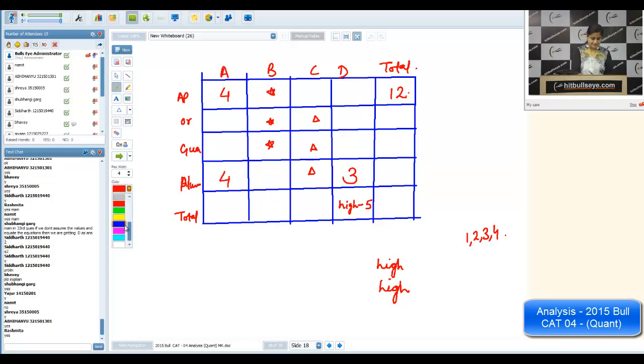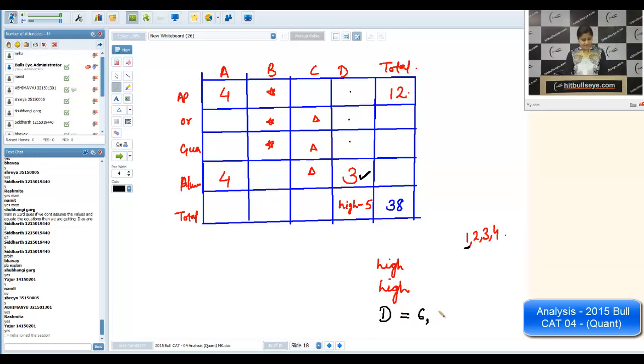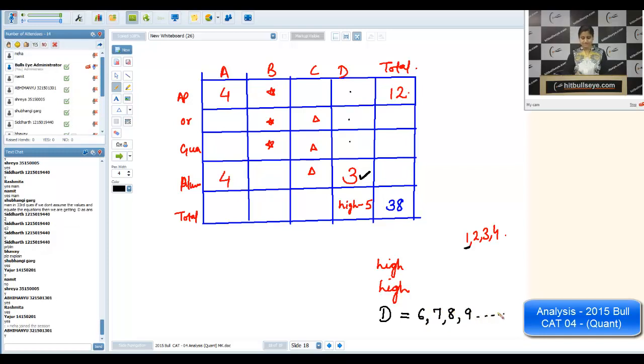Now let us start the total. The total should be 38 always, because the total number of fruits was 38. Now, of course, we cannot use a 0 here. D already has 3 fruits and 3 places are vacant. So, of course, D will have at least 1 apple, 1 orange and 1 guava. So D will have at least 6 fruits. Is it okay with you? So D can have 6, 7, 8, 9 and so on fruits.